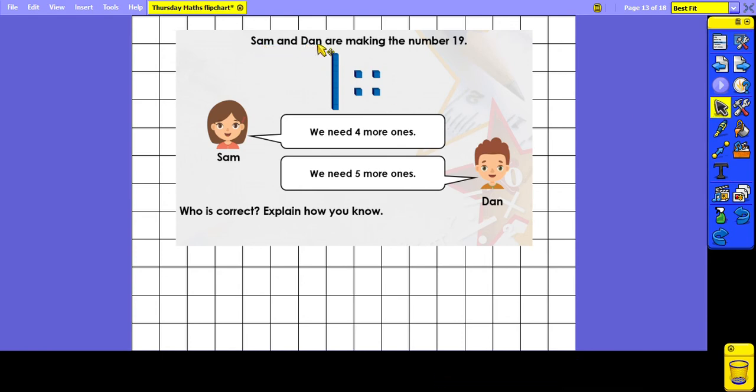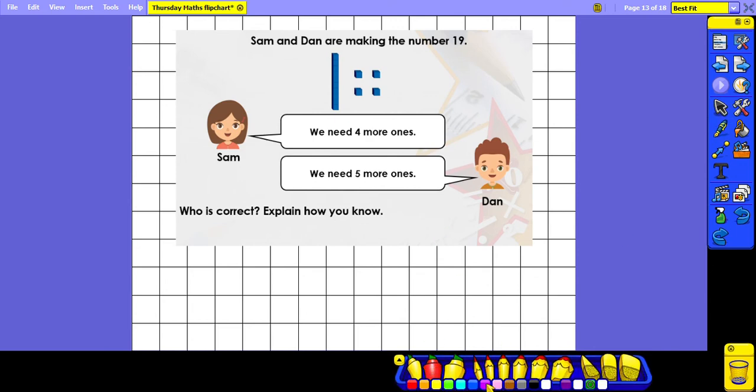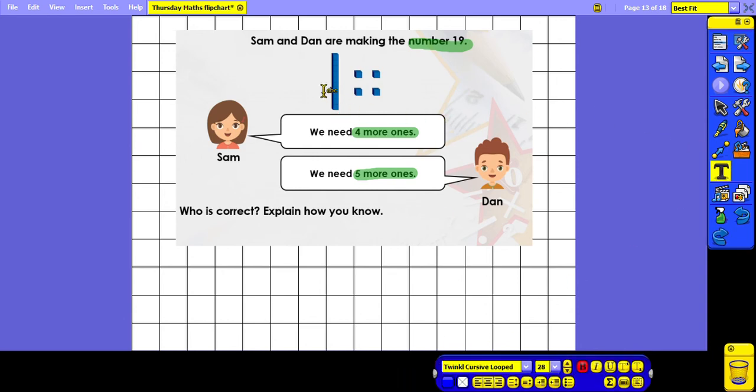Sam and Dan are making the number 19. Sam says we need 4 more 1s. Dan says we need 5 more 1s. Who is correct? Explain how you know. To begin with, then, we need to work out what number we've got already. We've got 1 10 and 4 1s. So this number is 14.